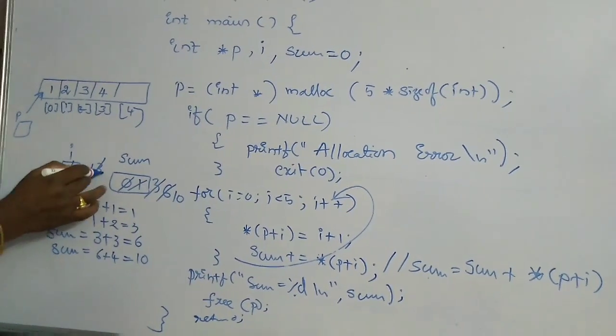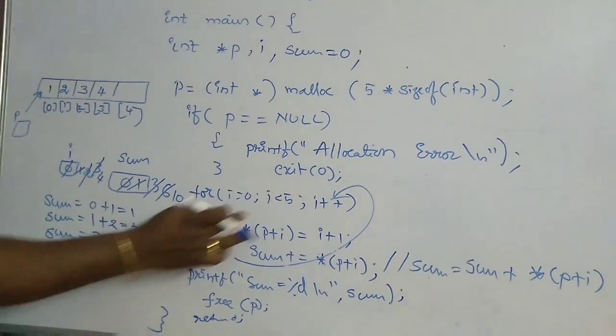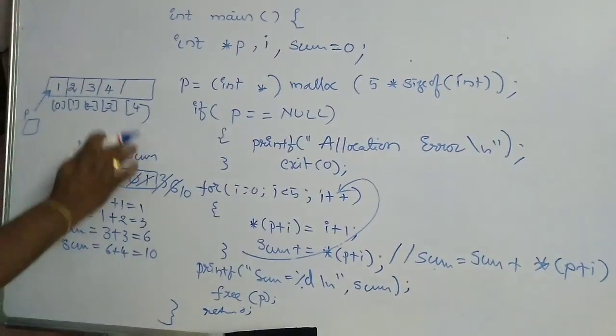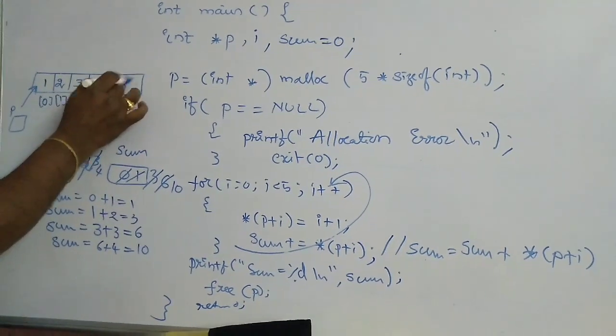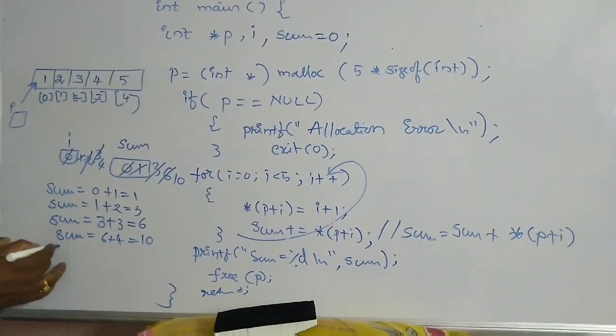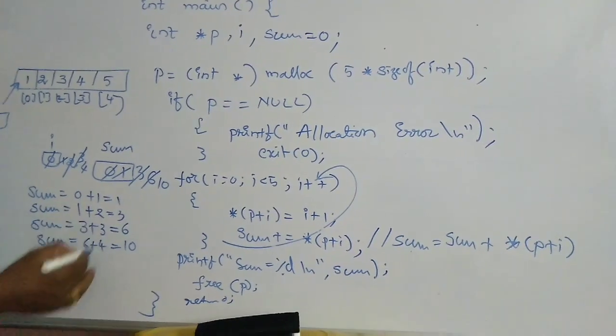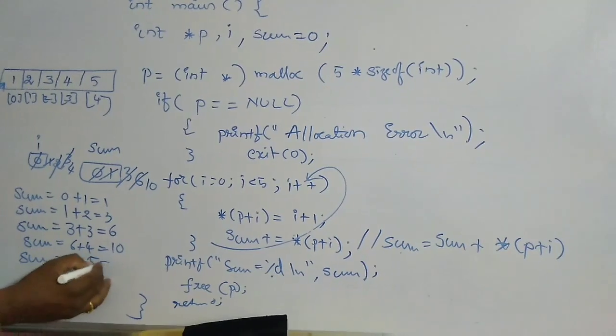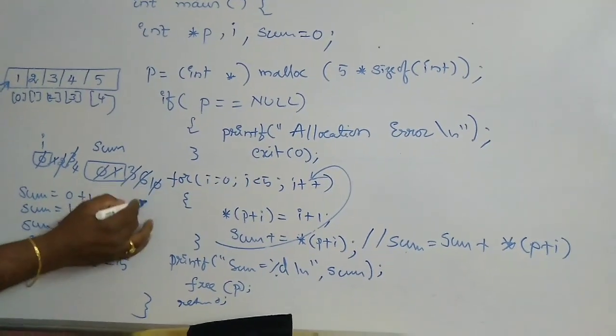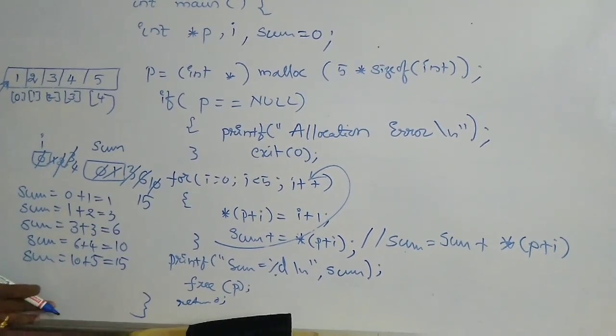And i is again incremented and becomes 4 now. 4 less than 5 is true, and into index 4 we are storing i + 1, that is 4 + 1, which equals 5. And now the sum is already 10, plus the new value at index 4, which is 5. So the sum has become 15 now.